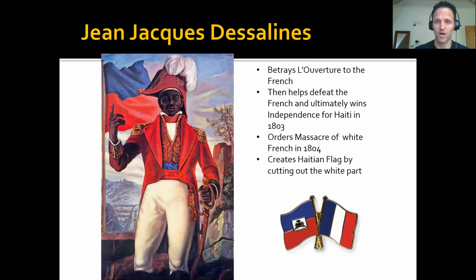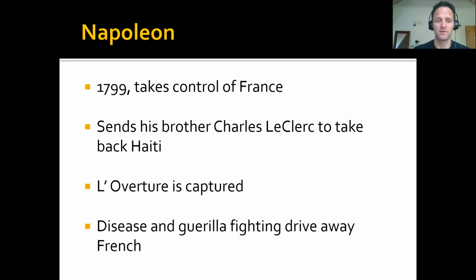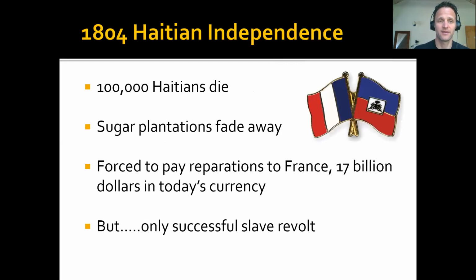You can go back and pause and look at these slides in more detail if you so choose. Napoleon tries to fight back and take back Haiti, and that doesn't work either. He's repelled by Jean-Jacques Dessalines. And in 1804, Haiti finally gets independence.